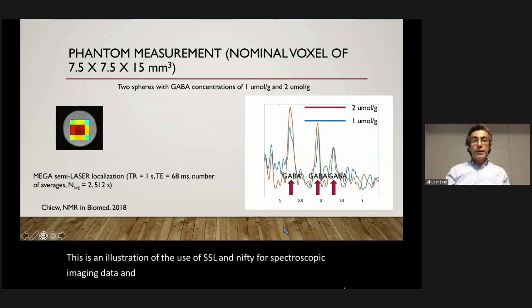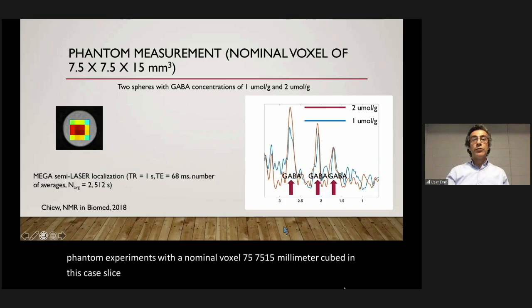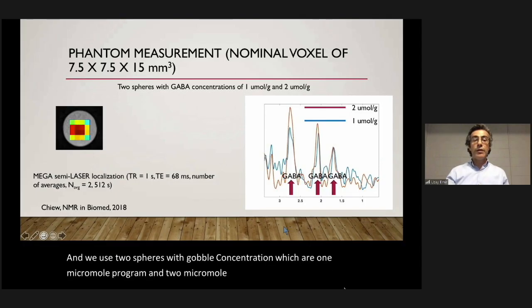Before going through the in vivo experiment, we conducted phantom experiments with a nominal voxel of 7.5, 7.5, 15 millimeter cube. In this case, slice thickness was reduced to show that our sensitivity is better. We used two spheres with GABA concentrations of 1 micromole per gram and 2 micromole per gram. The rest of the acquisition parameters were identical to the in vivo acquisition, so we used two averages and a total acquisition time of 512 seconds.